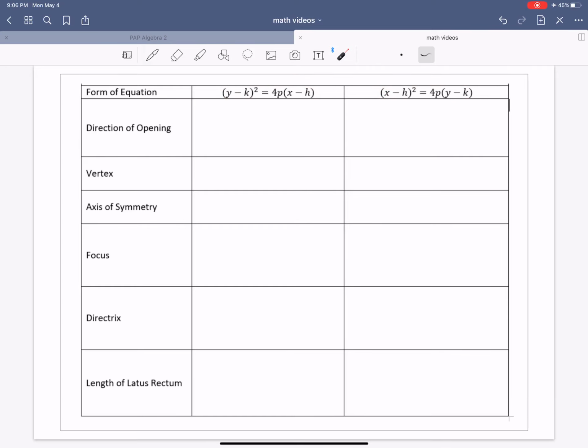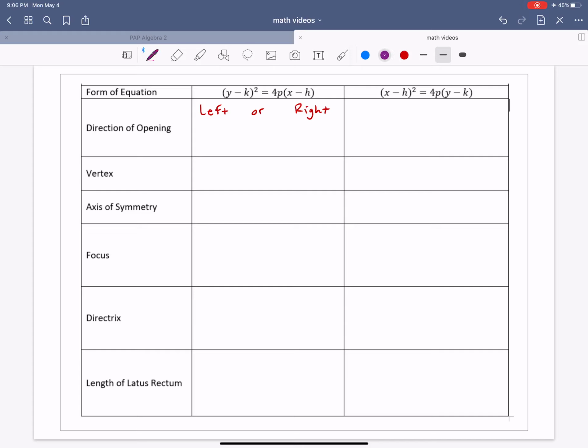The only thing that's different is which variable is being squared. If you look at this first column, the variable that's being squared in the first column is the y. So if y is being squared, this is going to be a set of parabolas that either open left or open right. If y is the variable being squared, your two options for the direction of opening are it either opens to the left or it opens to the right.